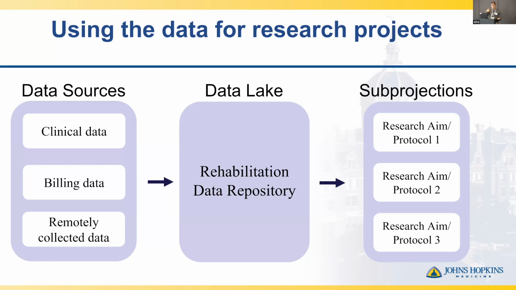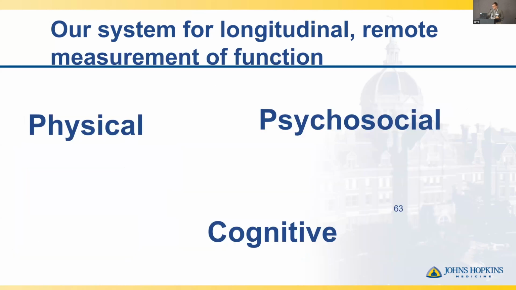But then we can go in and submit other protocols that allow us to use that data, whether we're submitting a secondary data analysis, if we want to pull existing data from within that repository, we can write protocols that ask specific research questions and request specific pieces of data for us to analyze. And we can also submit prospective protocols. As I'll show you on the next slide, if we're collecting data remotely from something like a wearable device, we can pipe that data right into our repository as well and pull it to ask research questions right alongside all of that clinical or billing data.